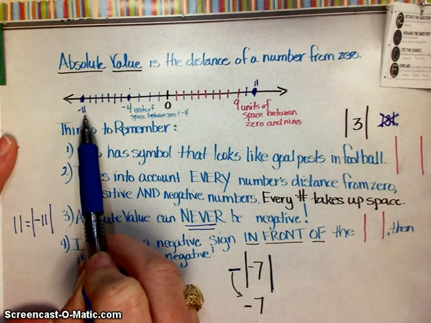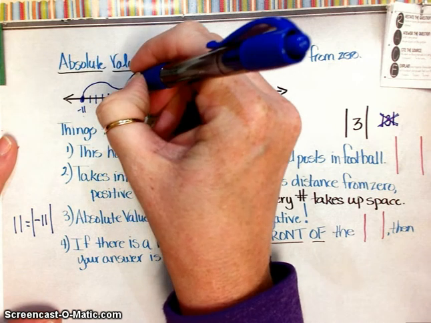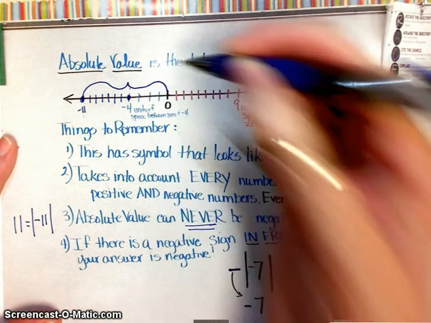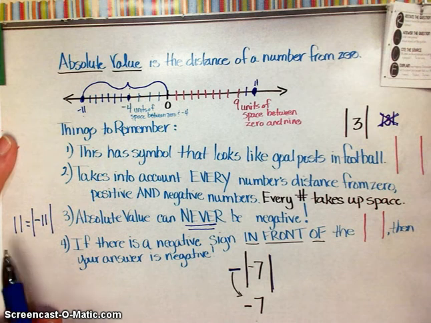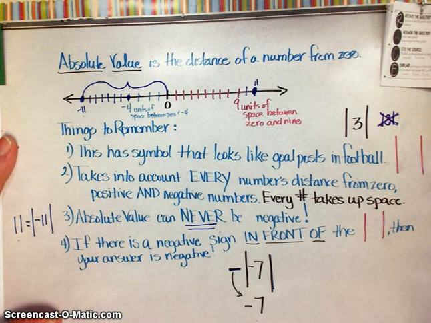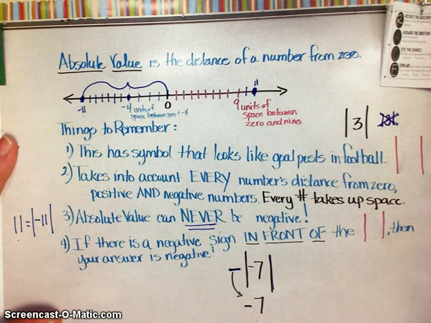So if we look on the number line where -11 is, what is the distance, or how many units of change is there between -11 and 0? Well, there's 11 units of change. There's a distance of 11 units. So the absolute value of -11 is 11. It can never be negative.